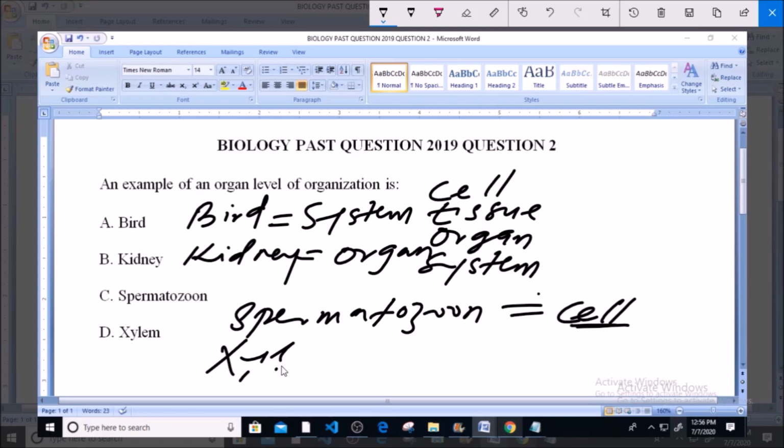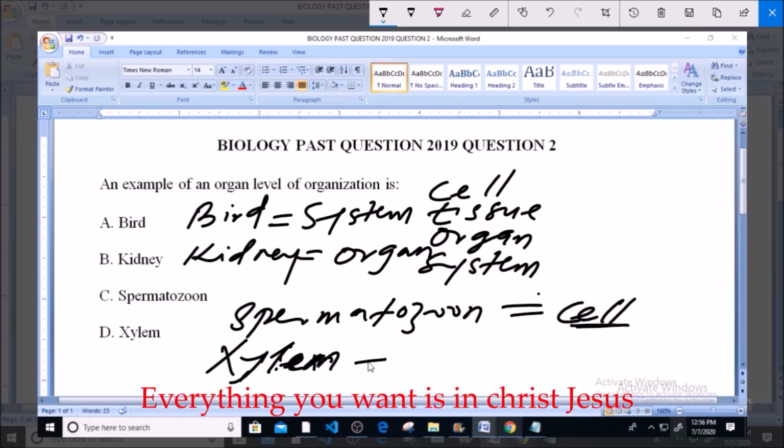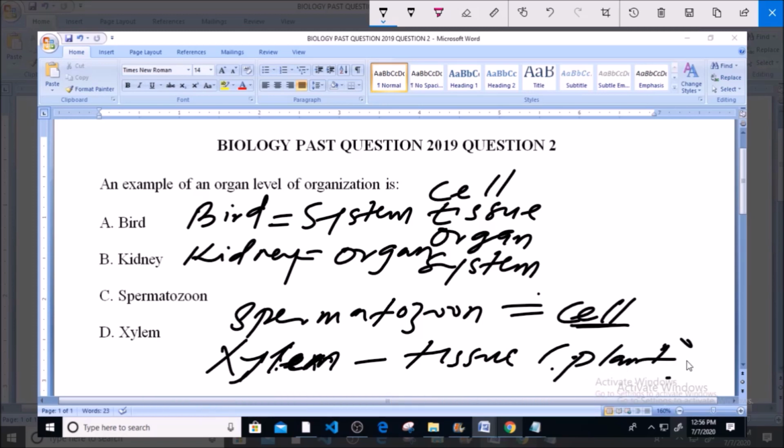The xylem is a plant tissue, as it is made up of so many plant cells. Now, from this simple explanation, you agree with me that our answer here is option B, kidney. Kidney is the only organ amongst the options.